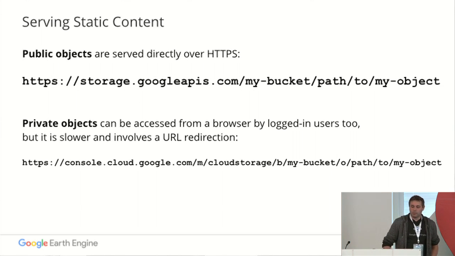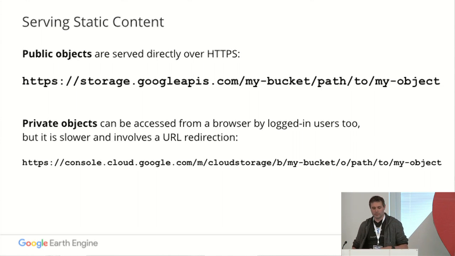So if you make an object public, there's just a simple way to construct a URL to it that you can then serve in your website. And there is a sort of slightly funkier way that you can actually serve even private objects within your web application if the end user is logged in and has rights to that object. This involves a redirect dance, and it's not ideal for public content, but it works. If your content really is public, mark it as public, use the public serving path, you'll be happier.